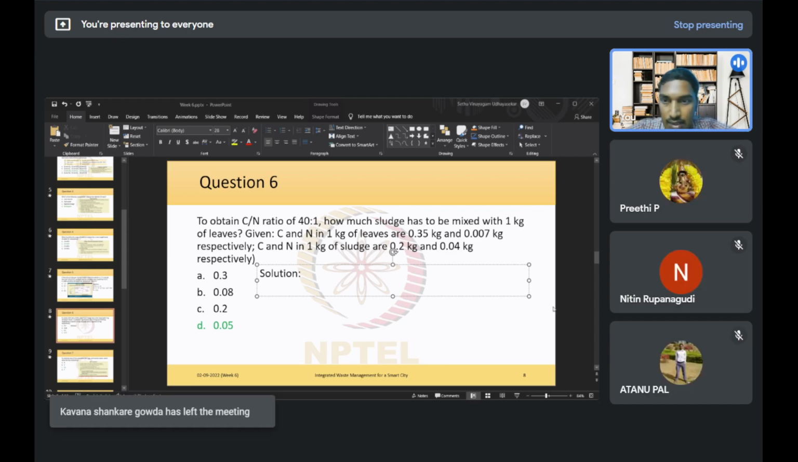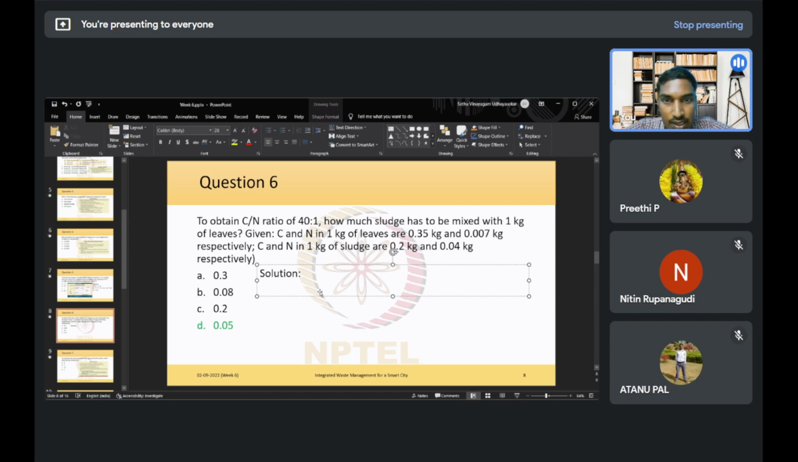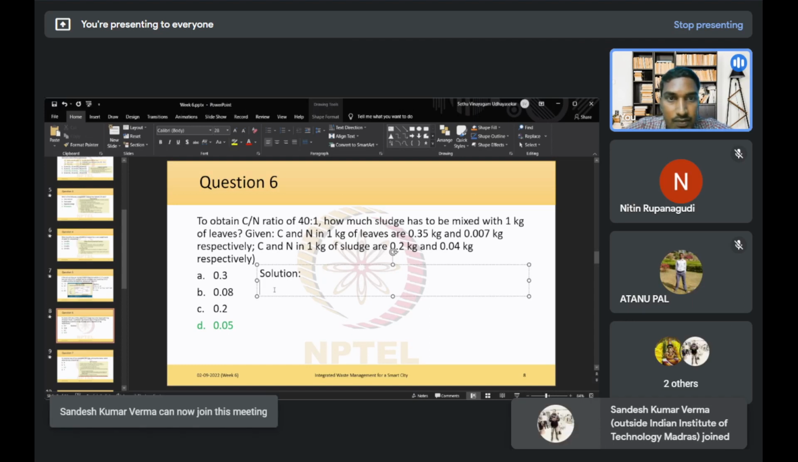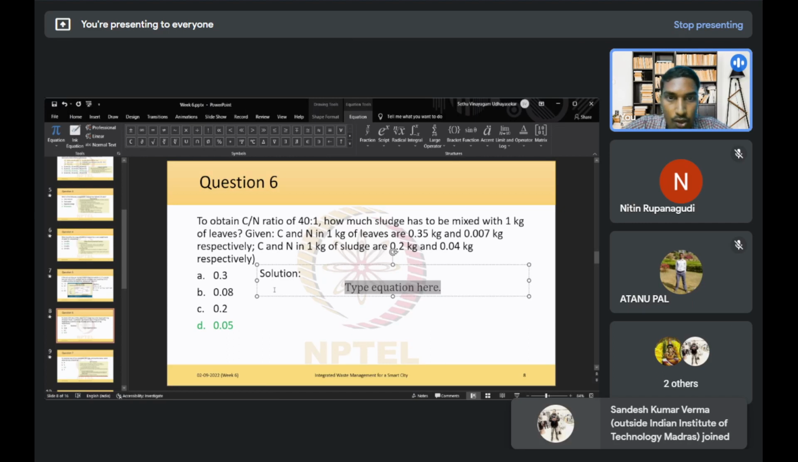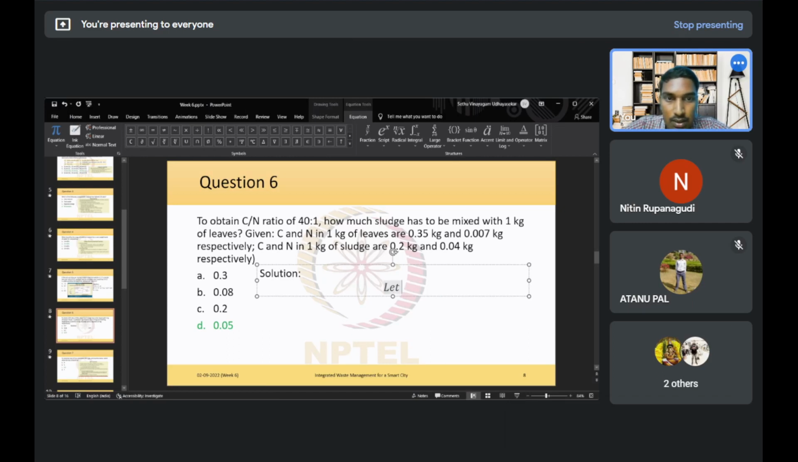Okay, so the answer is already displayed there. It is option D, which is 0.05. We'll take a look at how to arrive at that answer. The question is, what should be the amount of sludge that is to be mixed? That is our variable. We don't know how much, so let us just assume that x kilograms of sludge is mixed with 1 kilogram of leaves.